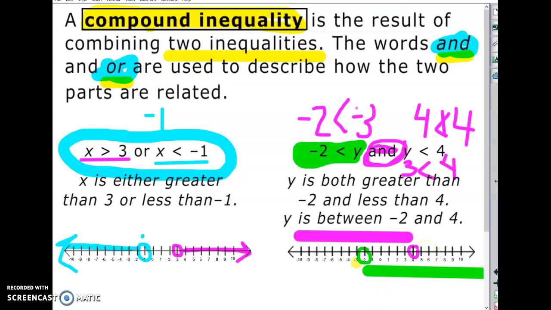So in this inequality, friends, we want to look at where the two lines overlap. They overlap right here. So my inequality solution is going to have an open dot at -2, and it's going to have an open dot at +4, and where they meet is going to be our solution. So the answer is any value between -2 and +4, not including those two numbers, would be our solution set.